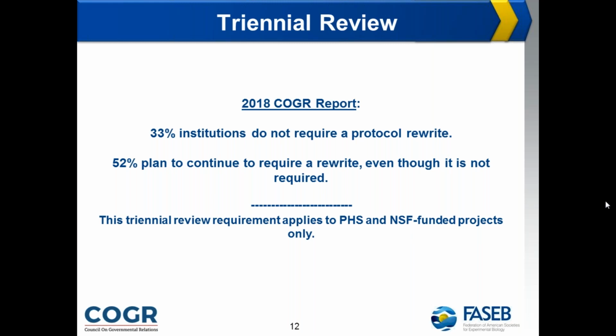Yeah, as the last line of the slide says, this triennial review requirement applies to PHS and NSF-funded projects only. Honestly, I don't know of a university that does not require the triennial review. Michigan State University has been discussing this for maybe 10 years, and now our commercial software is going to necessitate that we make a decision. I have heard IACUC administrators or IACUC members say that the 3-year rewrite forces the PIs to stop and rethink what they're doing. And personally, I think the PIs stop and rethink what they're doing all the time. They are not waiting for this 3-year opportunity.